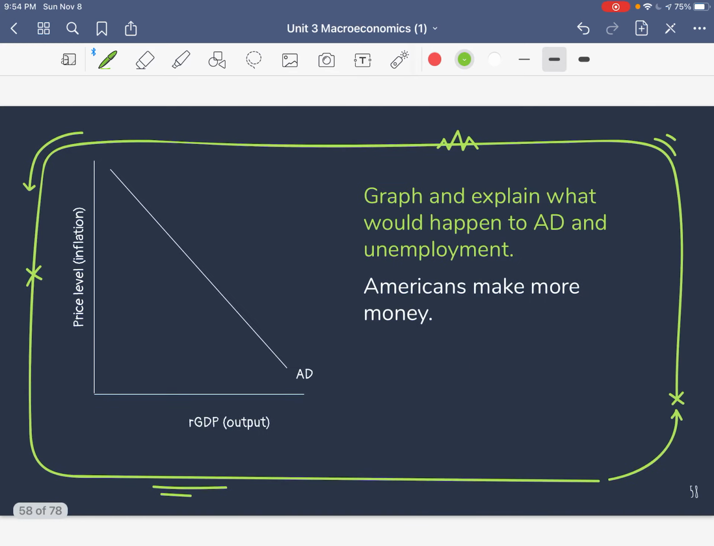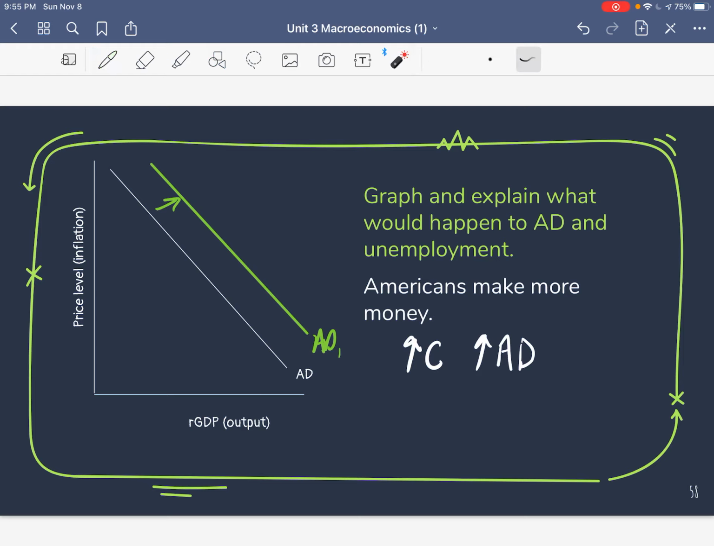All right. Americans make more money. If all of us make more money, we're going to increase our consumer spending. If we increase any part of AD, C plus I plus G plus X, we increase AD itself. So let's draw that. If we increase, we shift to the right. There we go, new line, label it AD sub 1, draw an arrow. And as you can see, we went from making this much stuff, our GDP, to now further along the line. So that means we increased output. If we increase output, we have to hire more people to make that stuff, so that decreases unemployment. Okay?